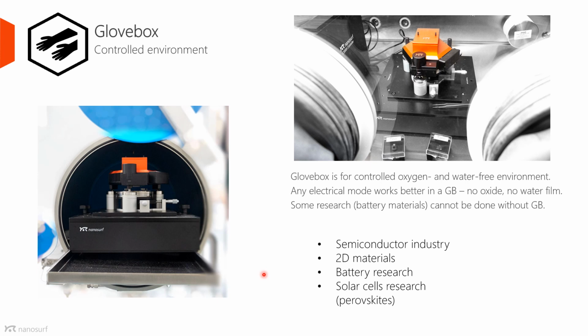The real estate inside a glove box is limited and expensive. And also opening and closing the box is a time-consuming process. So a small AFM that would fit an introduction chamber and doesn't take all the floor space inside of the glove box is very convenient.